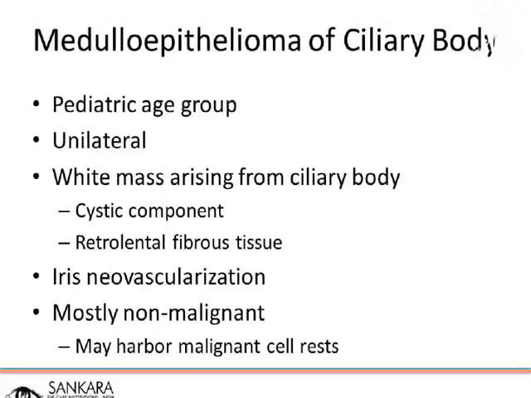So this is again a cause of a mass lesion in a child, which is a mass lesion arising from the ciliary body. This usually presents in the pediatric age group. It is much rarer than a retinoblastoma, but also a differential diagnosis. Usually unilateral, it appears as a white mass arising from the ciliary body. It has a cystic component and a retrolental fibrous tissue component. It can present as an unexplained iris neovascularization.